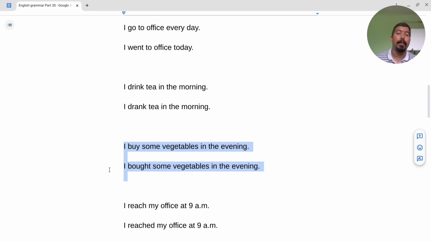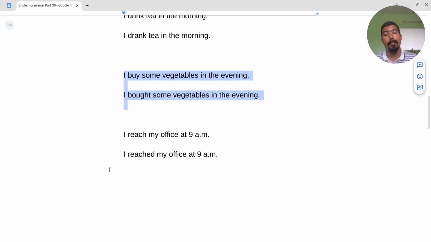I bought some vegetables in the evening. Bought, the past form is bought, B-O-U-G-H-T. It is a completed action. It is something that you did. Got it? So I buy and I bought.